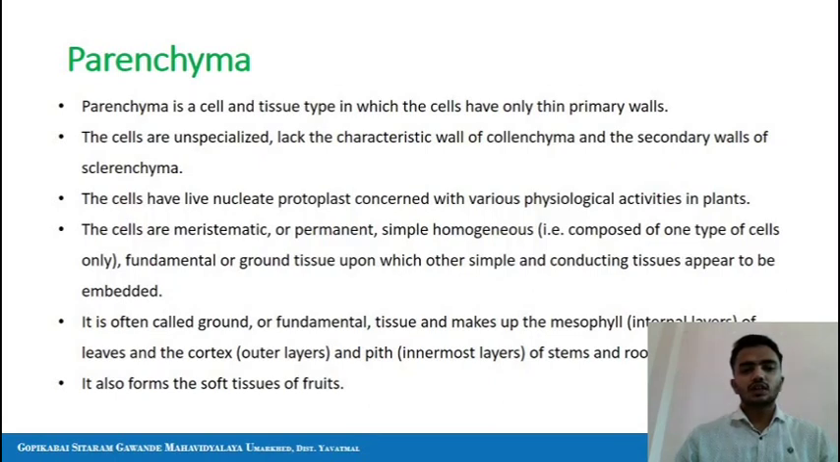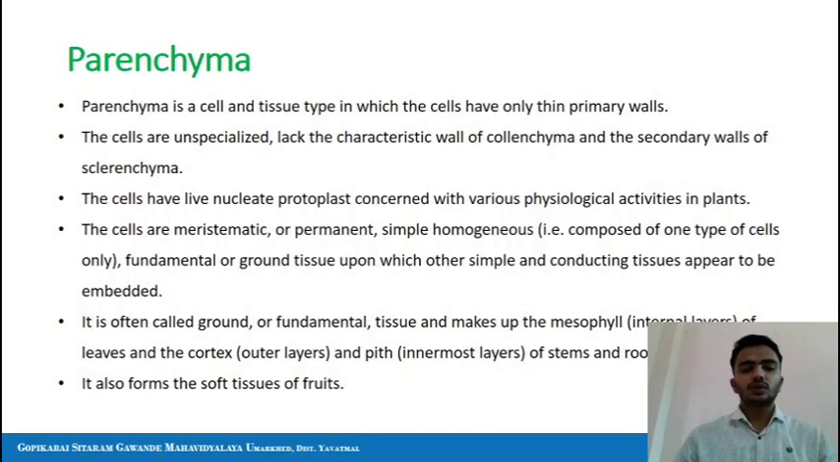So these cells have live nucleate protoplasm connected with various physiological activities in a plant. The cells are meristematic or permanent, simple, homogeneous, that is composed of only one type of cells. So they form a fundamental or ground tissue upon which other simple or conducting tissue appear to be embedded. So it is often called ground tissue or fundamental tissue because it makes up the mesophyll of leaf or internal structure of leaves and the cortex and pith of stem, roots, etc.